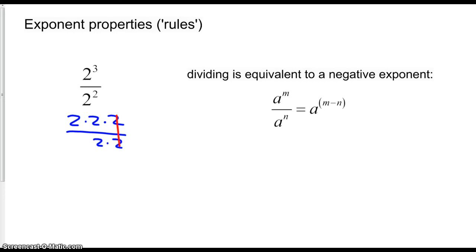This 2 over 2 is a fraction that equals 1, so it can be removed. And this 2 over 2 is a fraction that equals 1. And so I'm left with just 2, or 2 to the first, right? And so that's why 2 to the third divided by 2 to the second is the same as 2 to the 3 minus 2, because anything on the bottom of the fraction here subtracts from the number on the top. So that would be equal to 2 to the first. And here is that rule in symbolic form. A to the m over A to the n is A to the m minus n. Okay, so something on the bottom effectively subtracts from the number on the top.